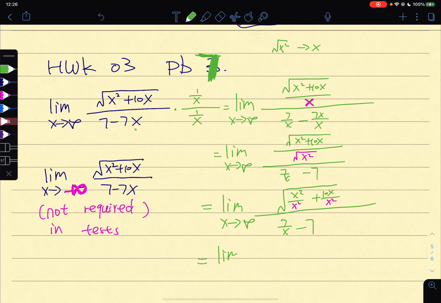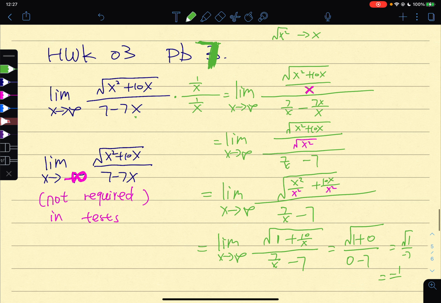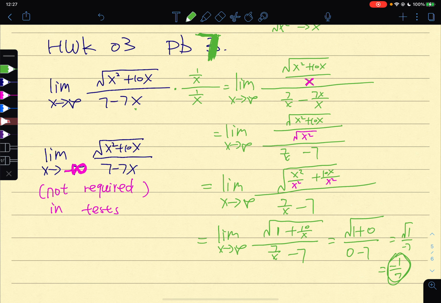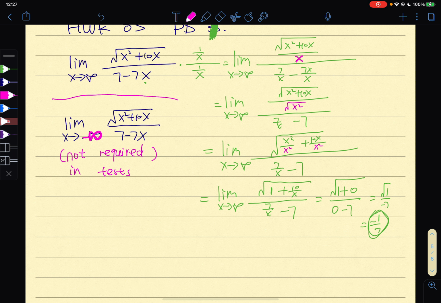So your problem changes into the limit as x approaches infinity of square root of 1 plus 10 over x, over 7 over x minus 7. So you know the other terms where you have constant over infinity go to 0. So your final answer is root 1 over negative 7. In other words, negative 1 over 7 is your final answer, right? Negative 1 over 7.